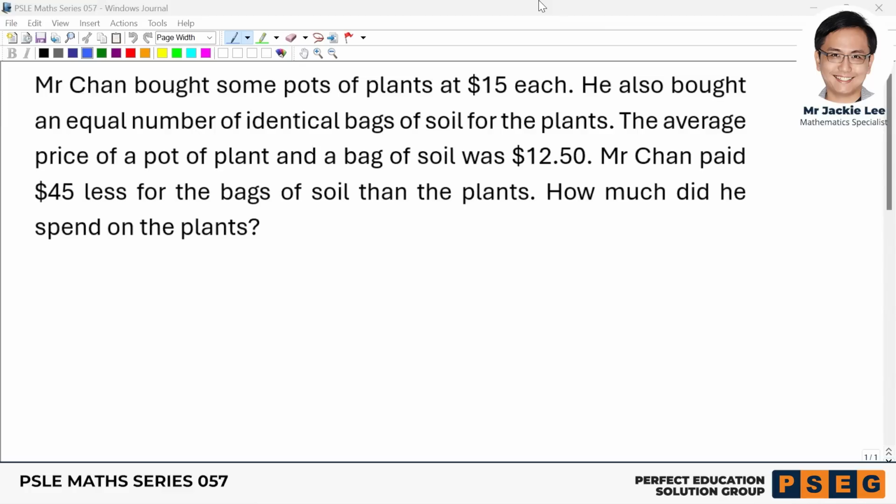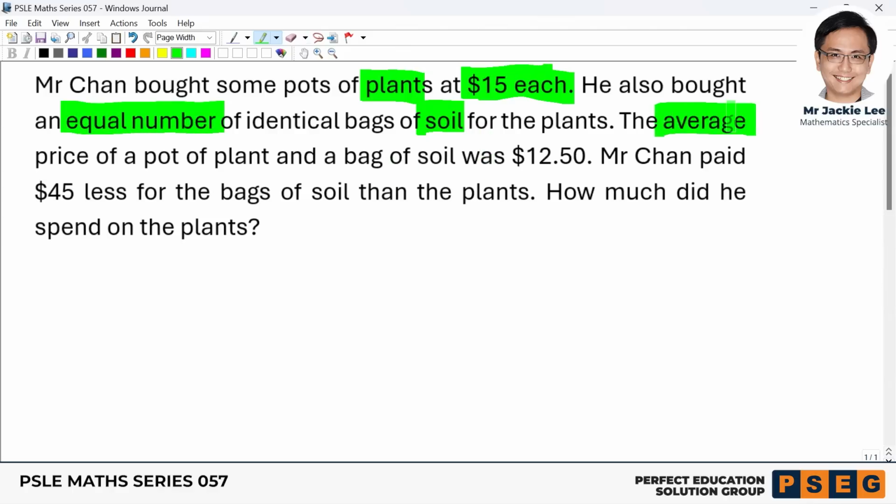Okay, here we go. This guy bought 2 items for plants. This is how it is charged: $15 each for the plants. And for the soil, we don't know the price of each bag, we have to calculate. But these two have an equal number. The average price for these 2 items is $12.50. Then this guy paid $45 less for the soil than the plants.